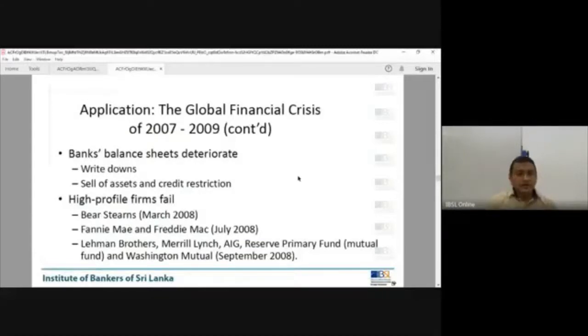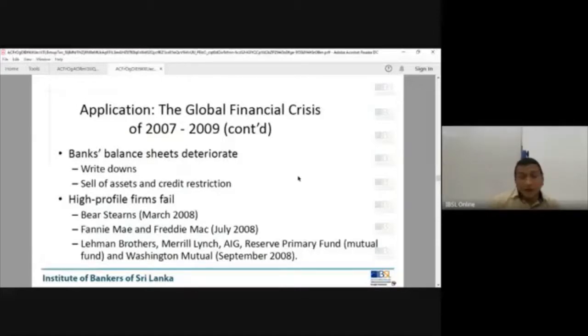Okay. So with this, high profile firms, big names in financial intermediation, started collapsing. There are many names. You see Bear Stearns, which started collapsing in March. Then Fannie Mae and Freddie Mac, the two biggest mortgage intermediaries in the US.